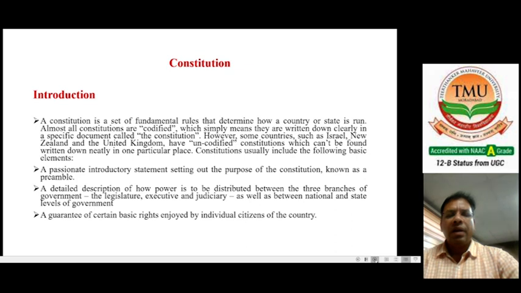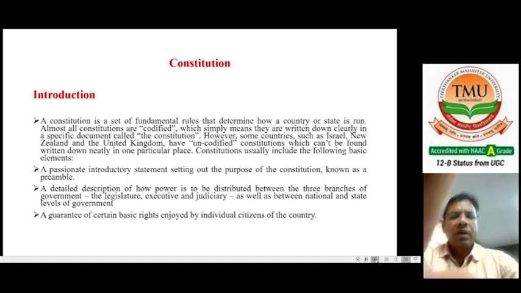And it is very important to know there are two types of constitutions. One is the written constitution, also called the codified constitution, and India has a written constitution. The USA also has a written constitution. But uncodified, that means unwritten, constitutions are found in the United Kingdom, New Zealand, and Israel. Constitutions usually include the following basic elements.